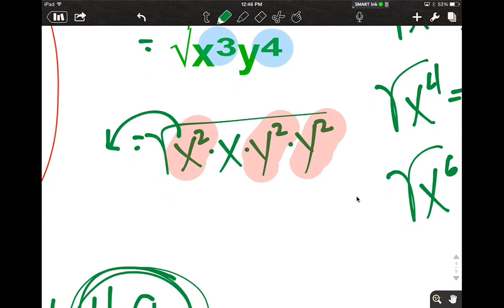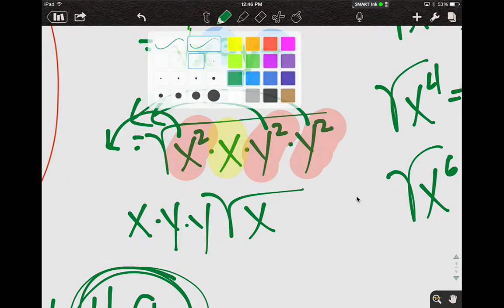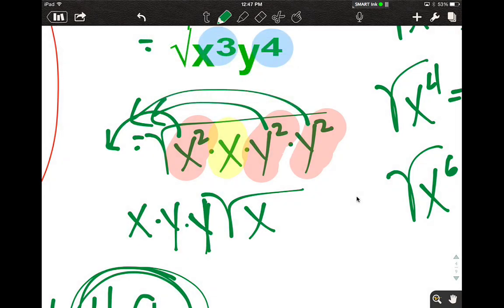Because it's a perfect square. Well, what makes x squared? X times x makes x squared. What makes y squared? Just a y. What makes another y squared? Another y. So what's the only poor little buddy who's remaining in here? The x. So the only thing that is remaining underneath the square root symbol is that one little x that's still in there. Okay, this is just to make it really easy to see.